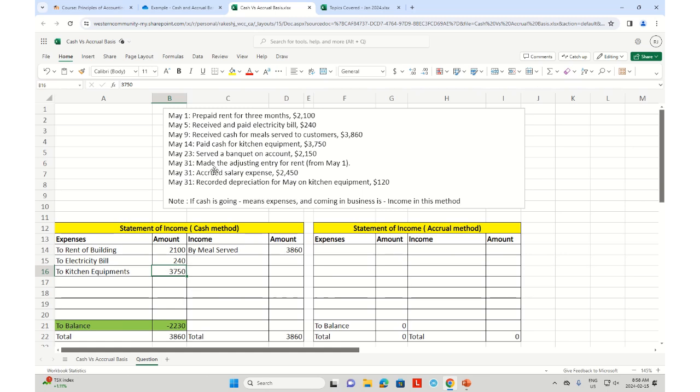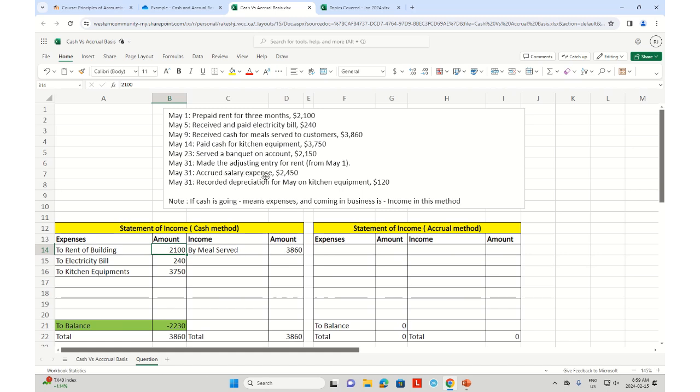We will not write this. Made an adjustment entry for the rent from May 1, right? So on May 1 the rent of the building was paid for 3 months in advance, for the months of May, June and July, but we have written 2100. But what is the rule? Expenses of this month should be recorded this month, but in this case we have written expenses of next months as well, meaning July, August. So the next 2 months rent also we have paid, and we have considered these expenses of the business. Now made an adjustment entry for the rent, we will not do this one.